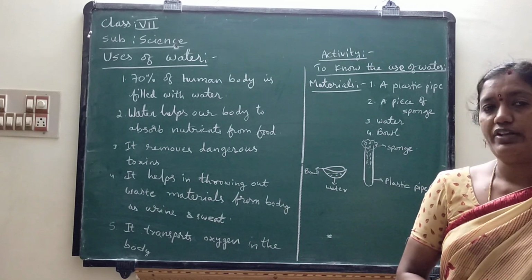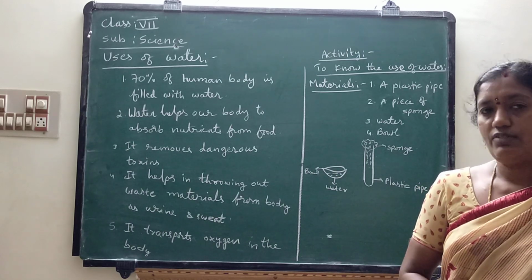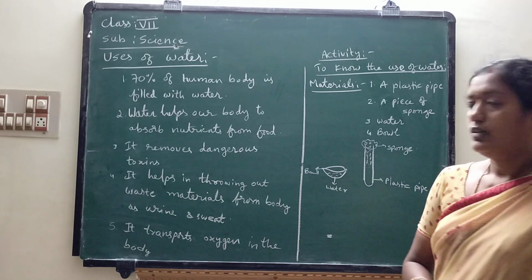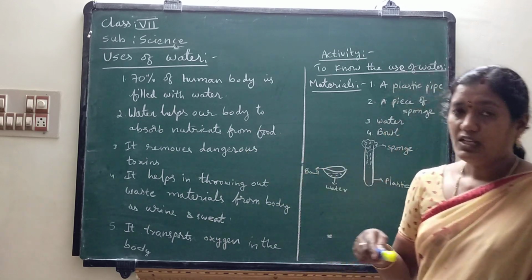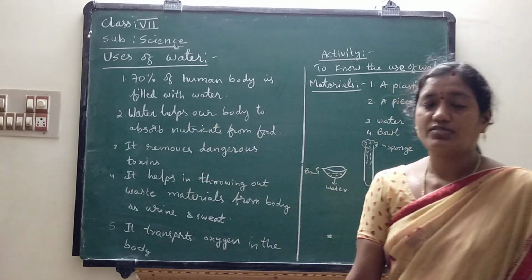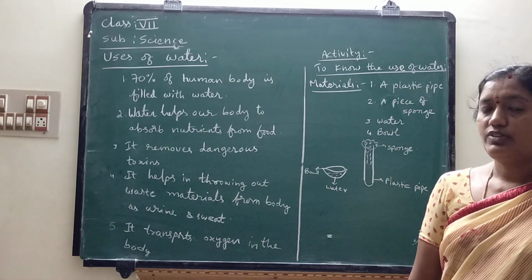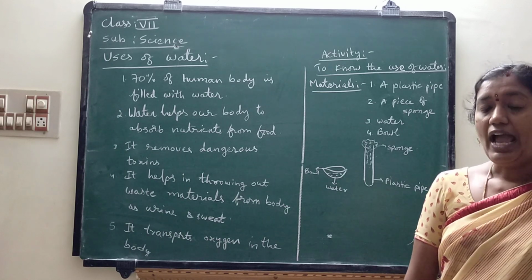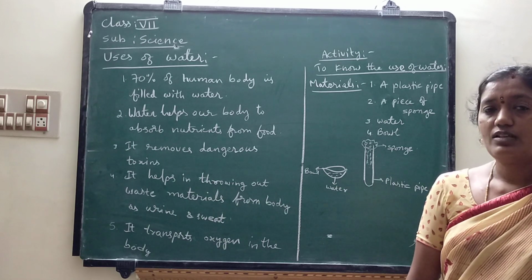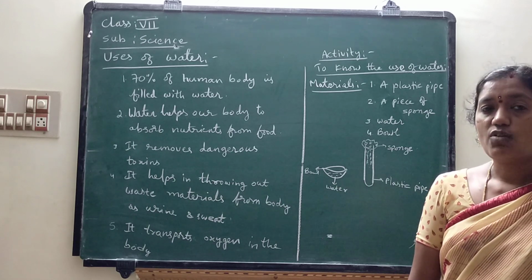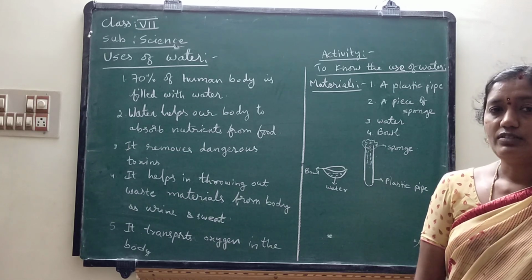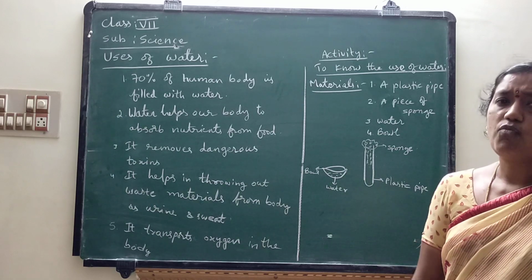In our body weight, 70% is water only. So water helps us digest our food freely. That only I have told. Now see children, 70% of the human body is filled with water. That means we have to drink plenty of water, and every adult person has to take 5 liters of water daily, because whatever we are eating, in order to digest the food, you must drink plenty of water.